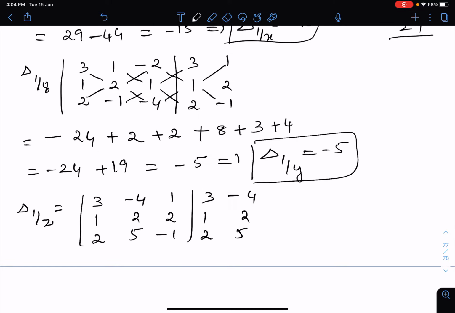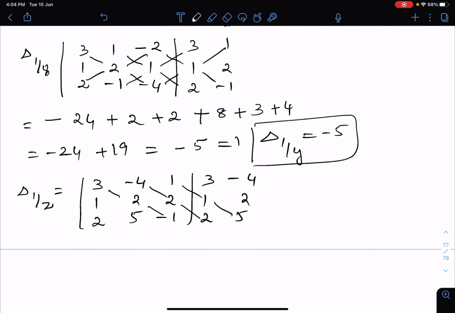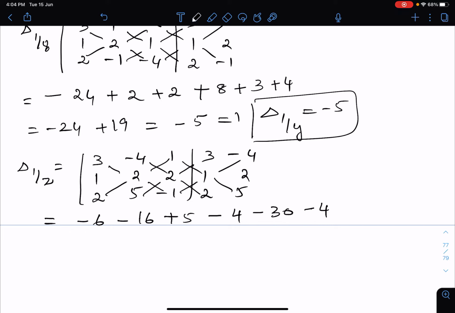Now multiplying by the principal diagonal, you will get 3 2s are 6, so minus 6. Similarly 4 into 4, minus 16 and plus 5. Now coming to the opposite diagonal, you have to subtract. So it is going to be minus 4, 5 2s are 10, minus 30, and here you have got minus into minus plus, so minus 4 again. So only one 5 is with plus, the remaining everything goes with minus. So this is 38.